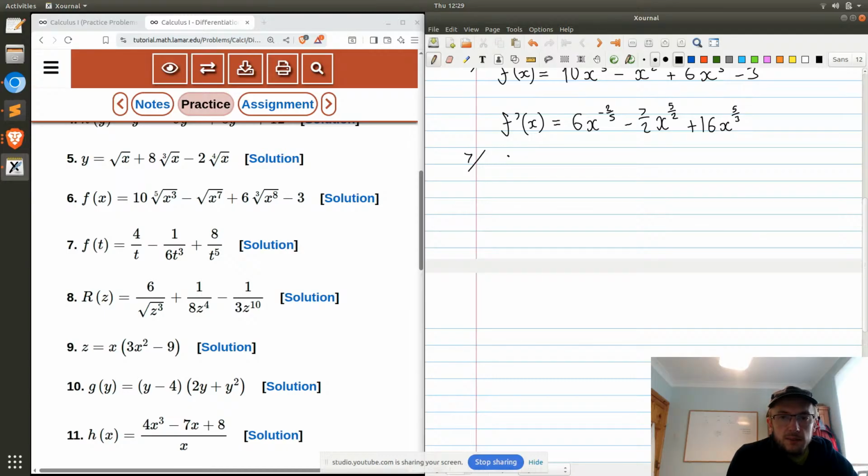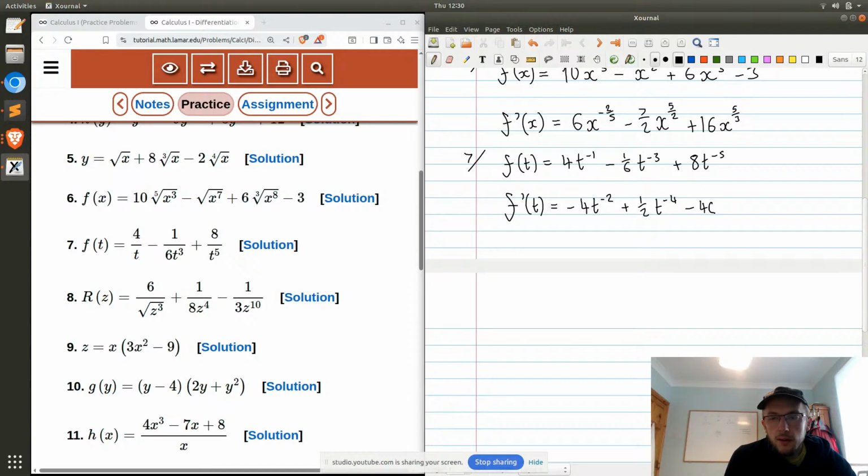Same technique for problem 7. f of t is 4t to the negative 1 minus 1/6 of t to the minus 3 plus 8t to the minus 5. And so f prime of t is negative 4t to the negative 2 plus a half t to the negative 4 minus 40t to the negative 6.